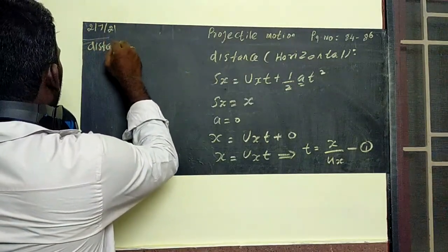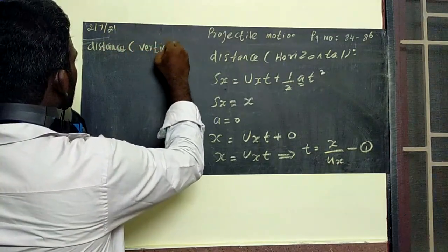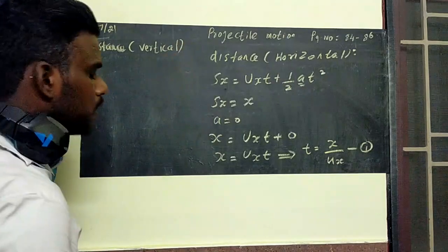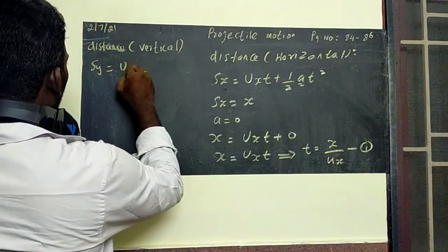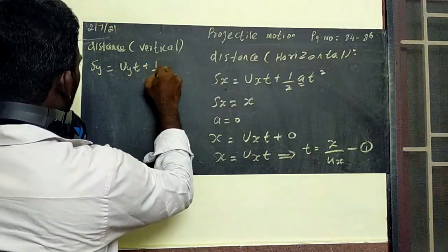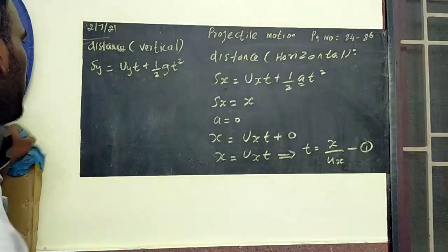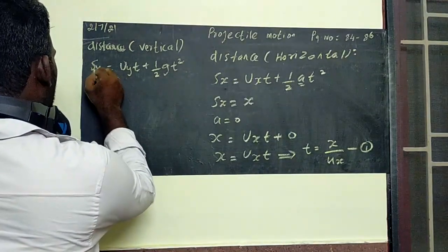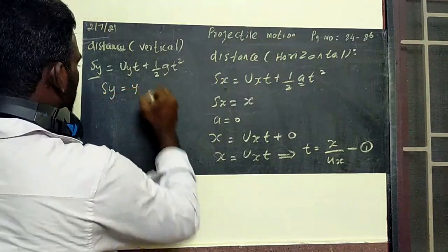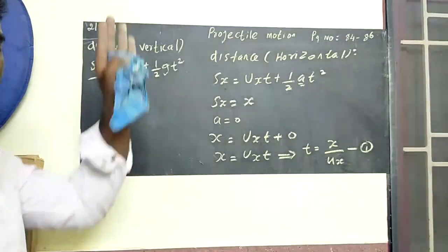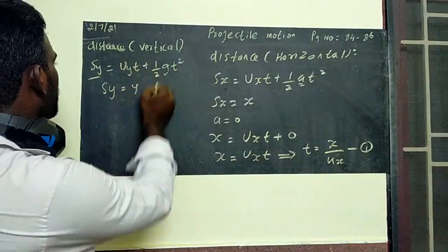Distance traveled in vertical. Use the same equations of motion. That is what I told you. That is sy equal to uyt plus 1 by 2 gt square. So in place of sy, I can put y, since it is in the y axis. And finally you can solve this one.